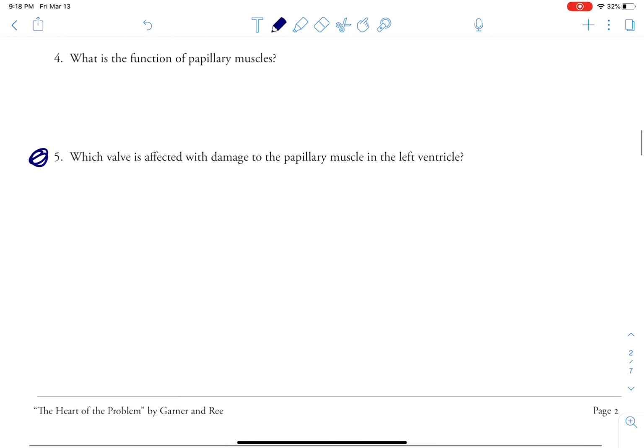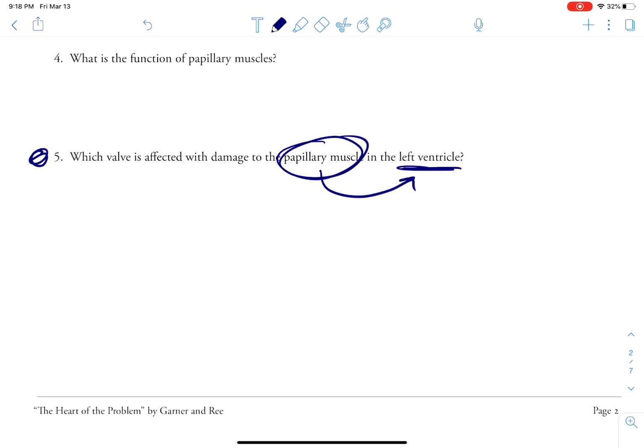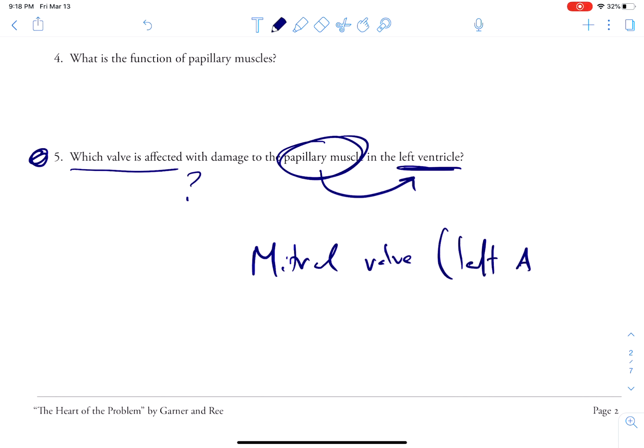So let's go back up here. We just found out that a papillary muscle in Mr. Helms' left ventricle was damaged. And if the papillary muscle was in the left ventricle, then which valve is going to be affected by that? That's the mitral valve. The atrioventricular valve that separates the atria and ventricles on the left side of the heart.